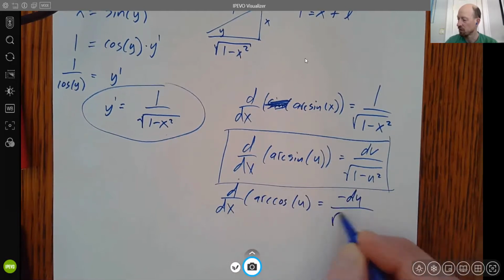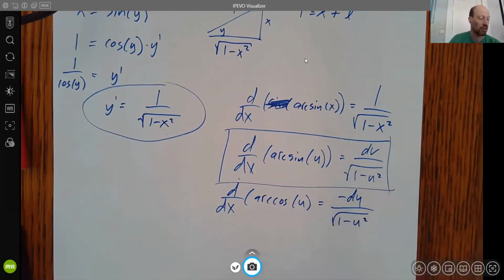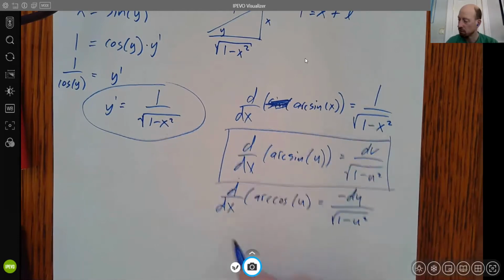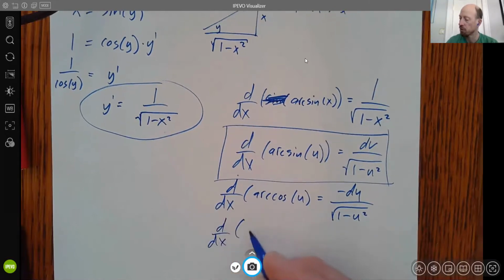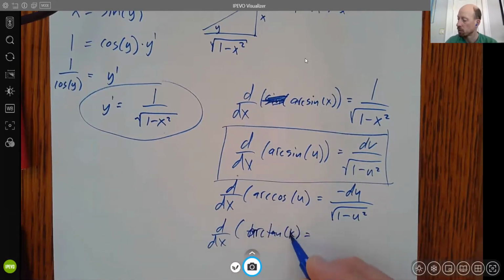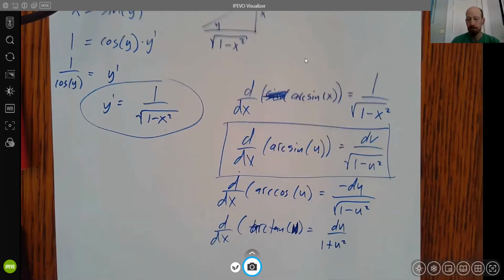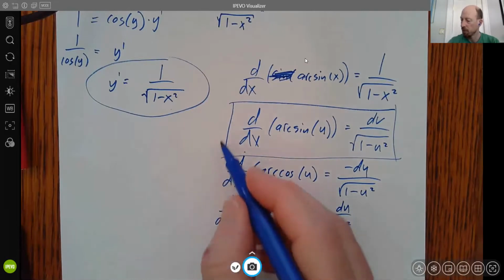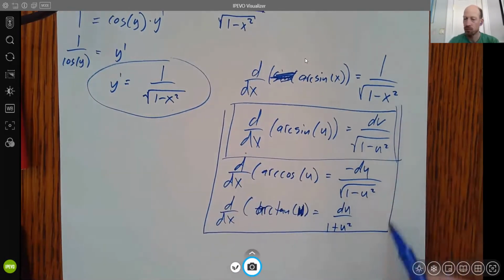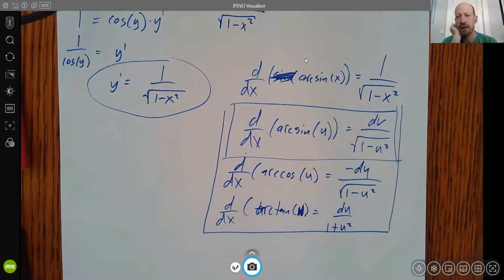It's the same, it just has a negative, like the derivative of all cofunctions, right? They end up with this extra negative there. And then probably the most important of all 3 of these is arctangent: u' du over 1 plus u squared. Sorry, I'm very messy here. So those 3 you should write down and be familiar enough to apply those.